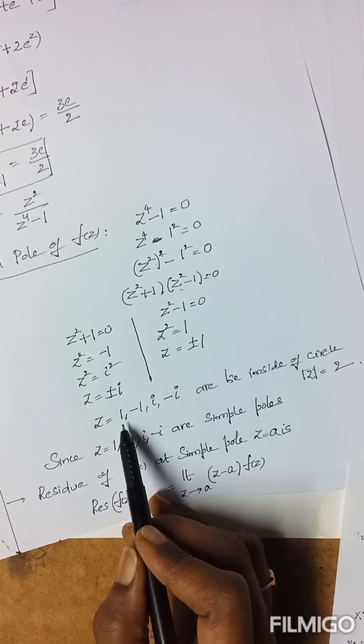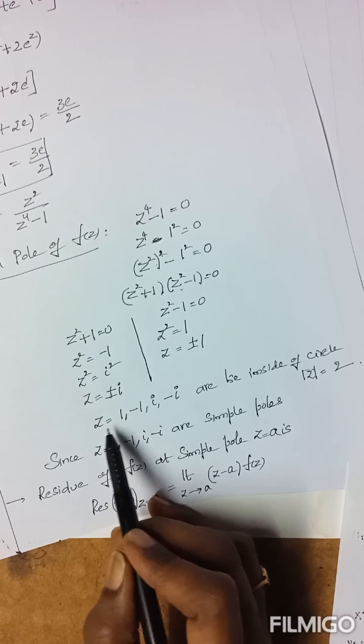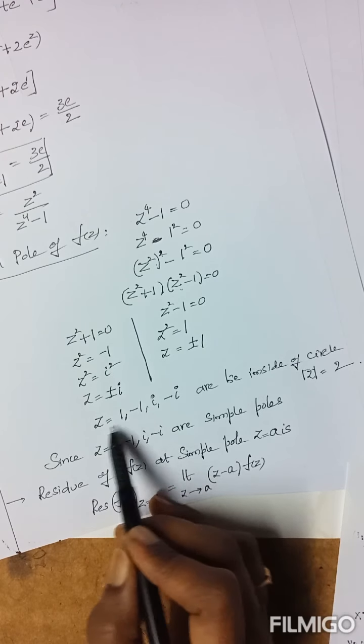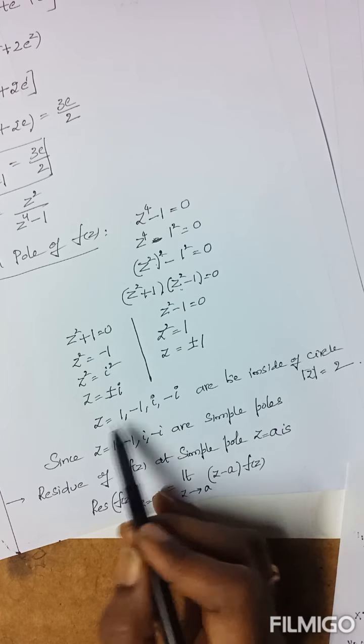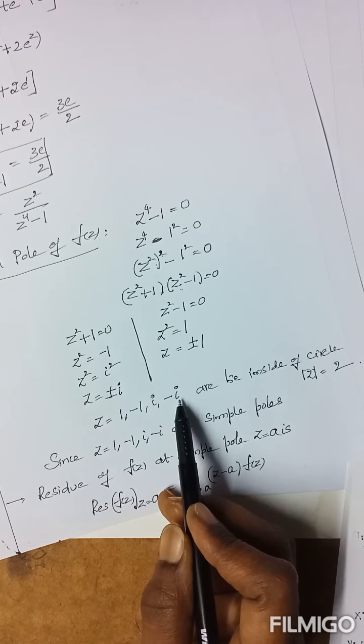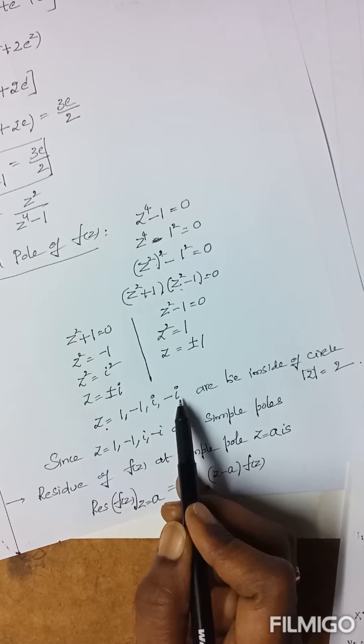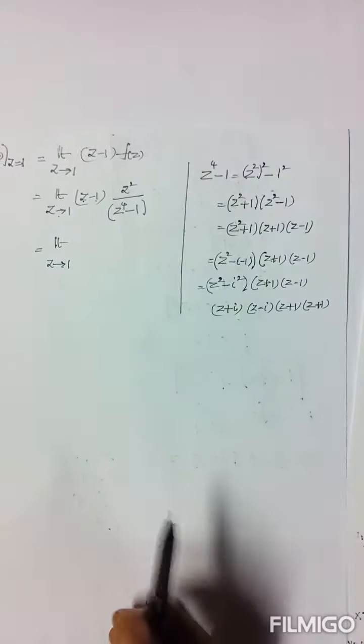If z equal to 1 is a root, the factor is z minus 1. If z equal to minus 1 is a root, the factor is z plus 1. If z equal to i is a root, the factor is z minus i. If z equal to minus i, z plus i is a factor. Likewise, from the roots we can write the factors instead of this calculation.